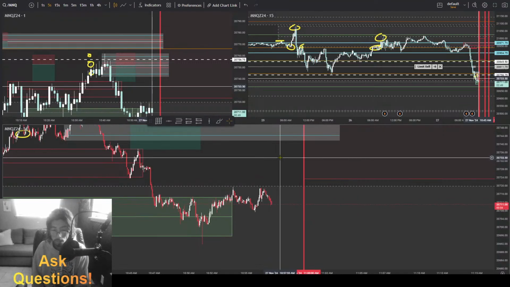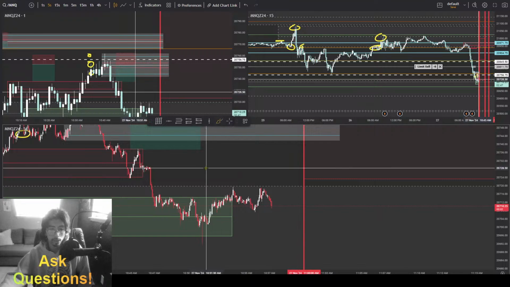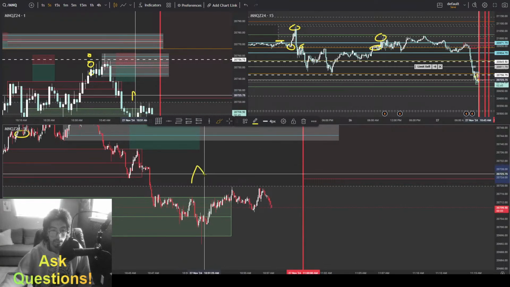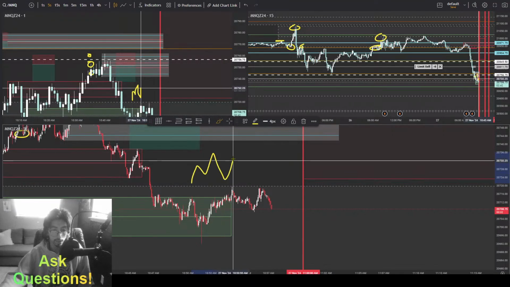So I try to make this a simple approach. I've been trading the strategy for so long, it's just so easy. Let's see, I could just draw it again and again.